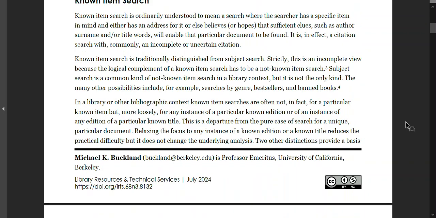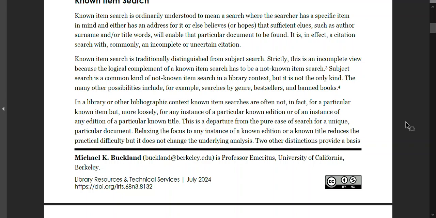Known item search is ordinarily understood to mean a search where the searcher has a specific item in mind and either has an address for it or else believes or hopes that sufficient clues, such as author surname and/or title words, will enable that particular document to be found. It is, in effect, a citation search with commonly an incomplete or uncertain citation.